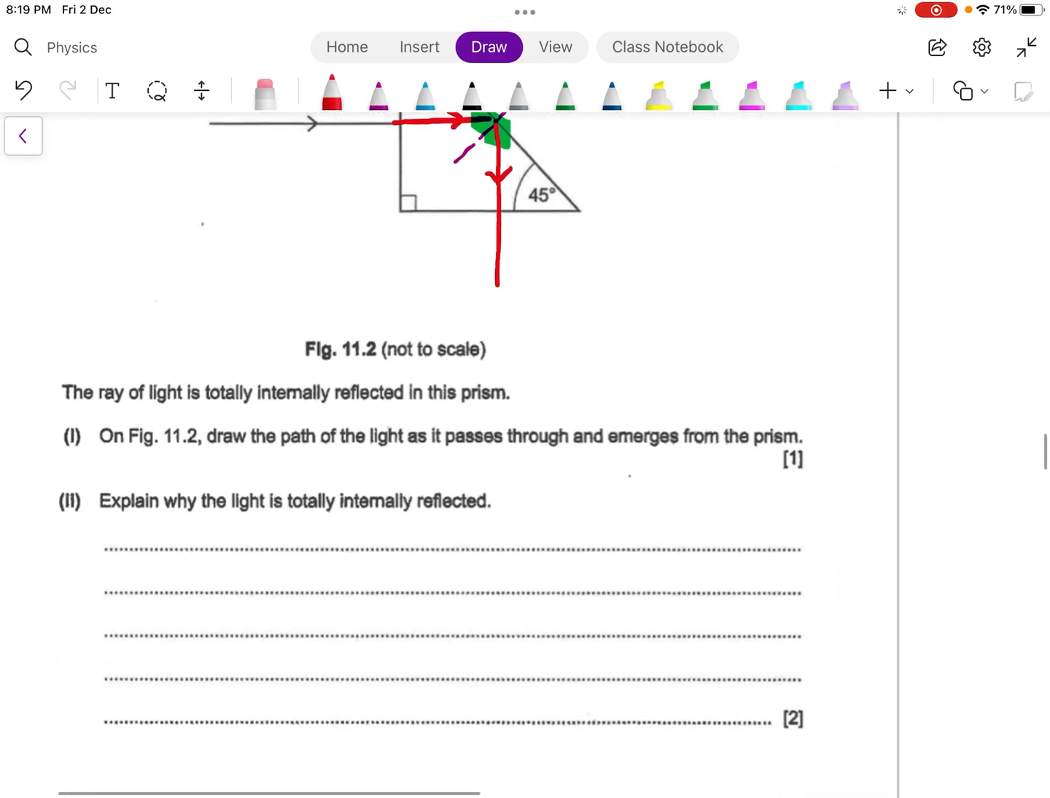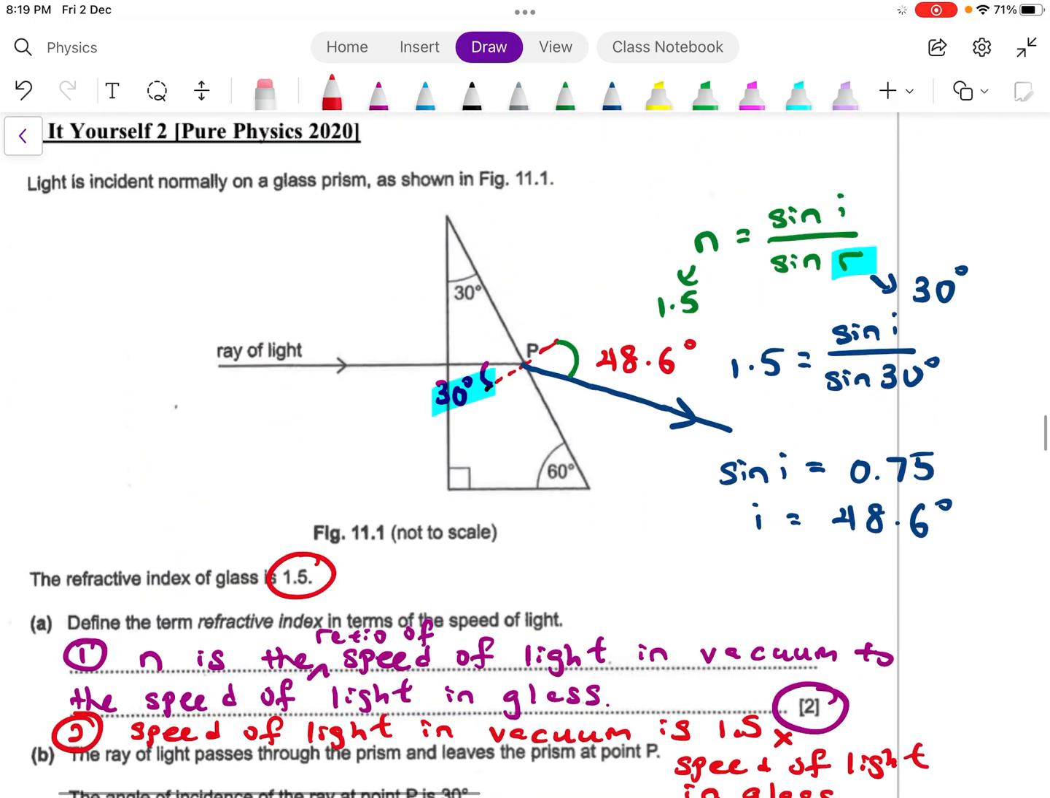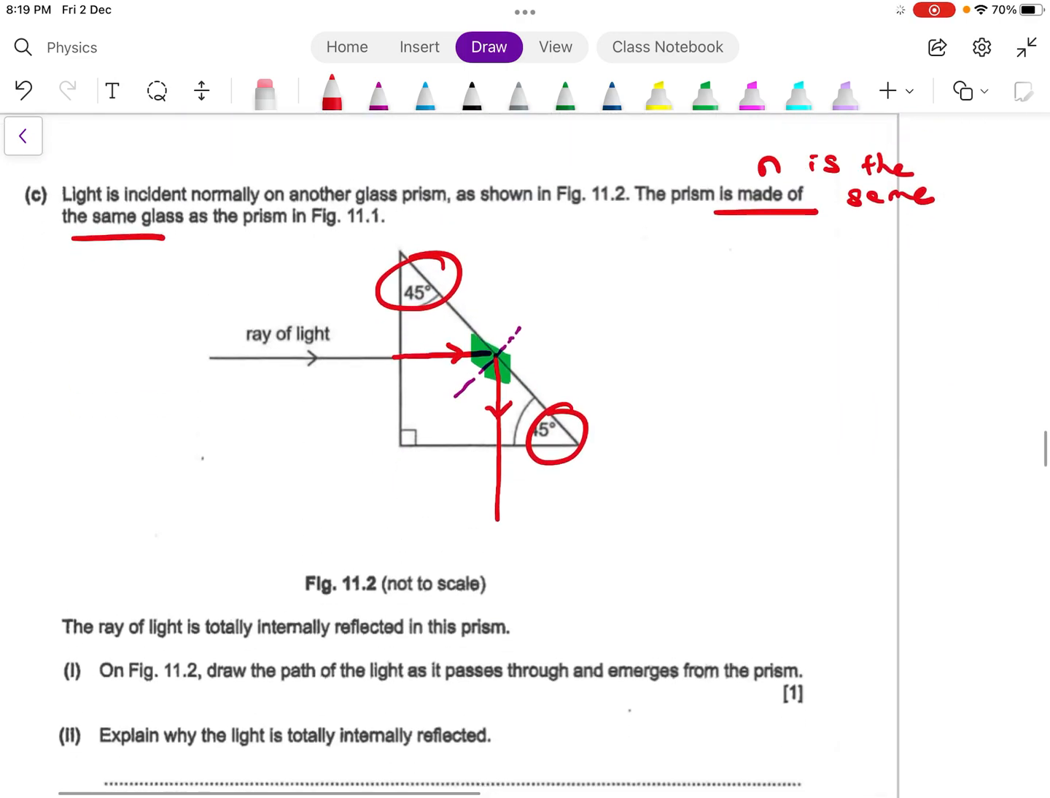Part 2. Explain why the light is totally internally reflected. 2 marks. So 2 marks means we must mention 2 points. First thing first, how do we answer this question? You look at this 45 degree and 45 degree. Compared to this part, 30 degree, this is 90. Of course, this is 60 degree. What's the main difference is the refractive index is still the same, just that maybe the angle is a bit different. So 45, 45, 90, isosceles triangle, right?